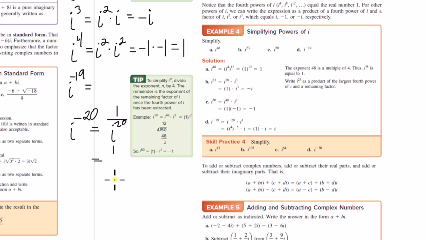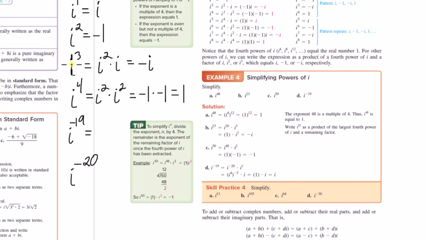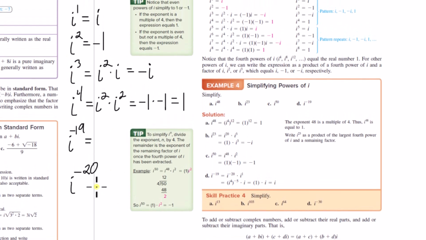So we're still going to use I to the 1st, I to the 2nd, I to the 3rd, because we can separate this. If we have I to the negative 19, we kind of go in the reverse. If this was positive, we would be saying 4 times 5 is 20, so we'd separate this into I to the 19th times I to the 1st. Well, we're going to go in the other direction.